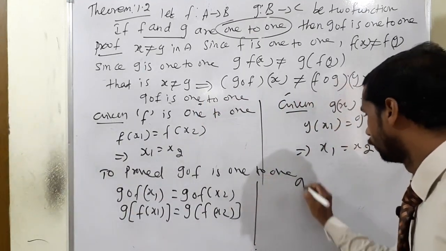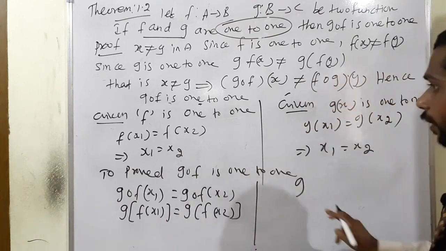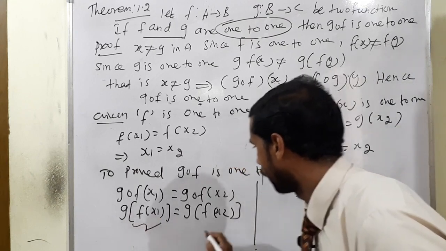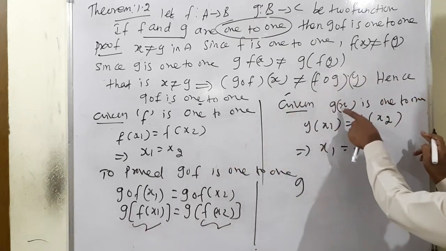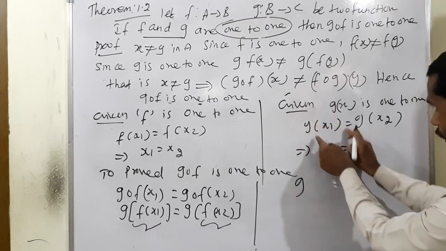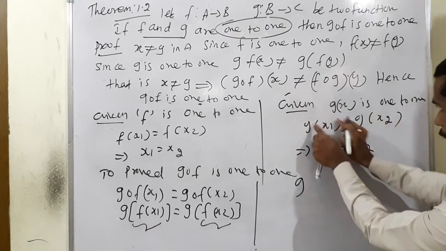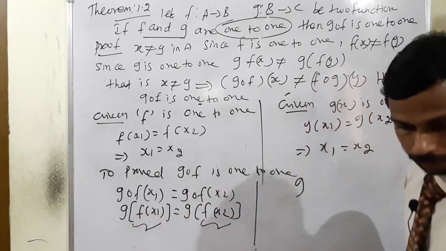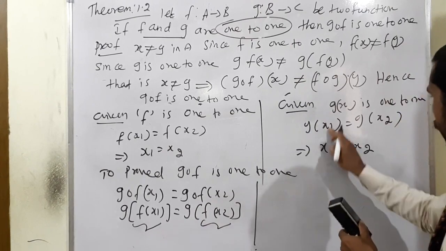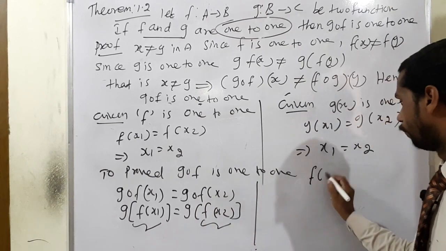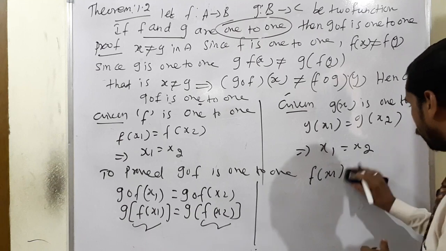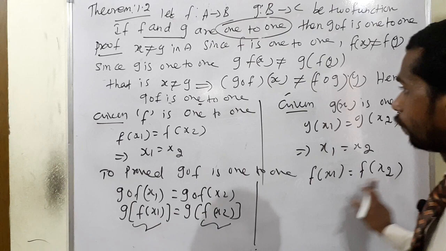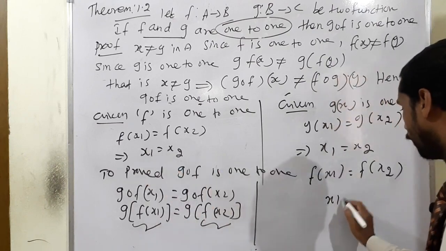Therefore, g of f of x1 is equal to g of f of x2. Listen very carefully, this is the bracket term. The condition we already know: g of x is 1 to 1 means g of x1 is equal to g of x2, means the bracket terms are equal. Here the bracket terms, f of x1 is equal to f of x2. Therefore, we can write the bracket terms will be equal. Therefore, f of x1 is equal to f of x2, which implies x1 is equal to x2.